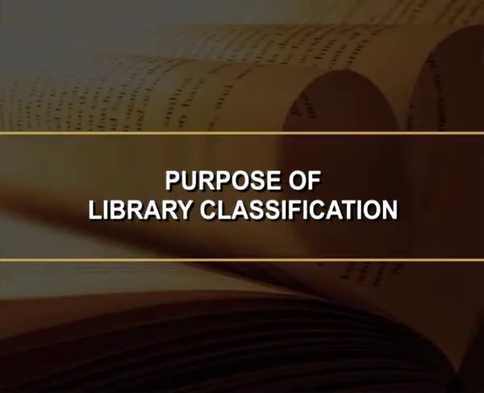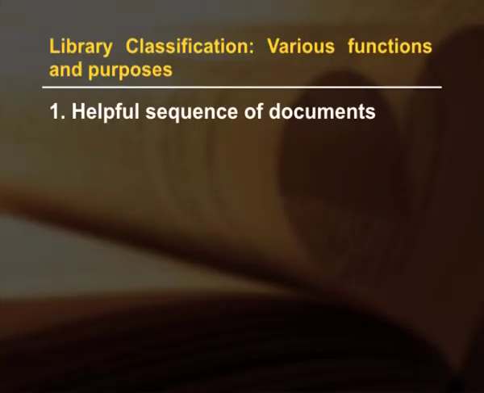The purpose of library classification. In practical situations, library classification delivers various functions and purposes. First one, helpful sequence of documents. Classification is used to maintain an arrangement of documents in an order most helpful to the readers. In this process, documents on related subjects get arranged in close proximity.